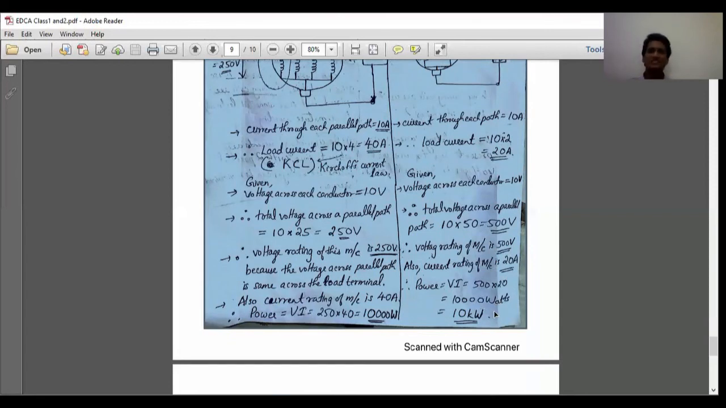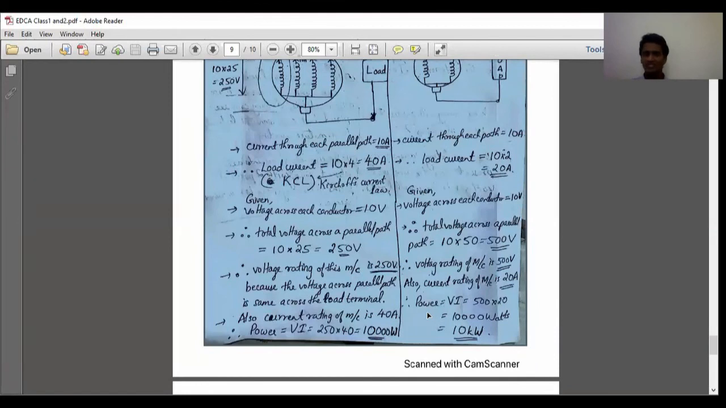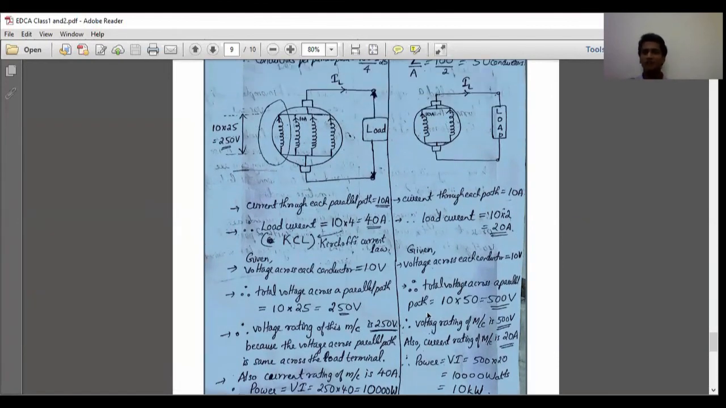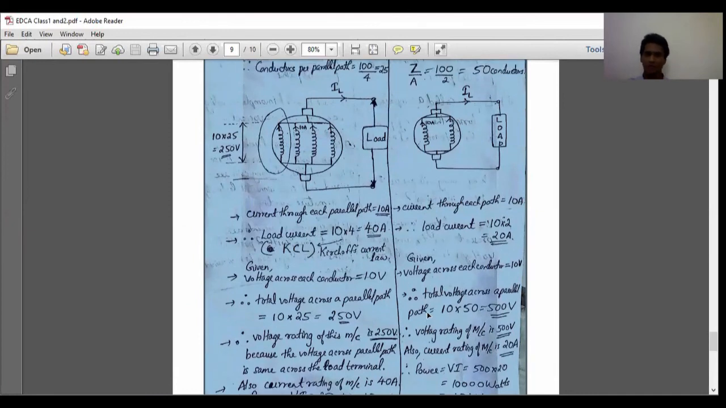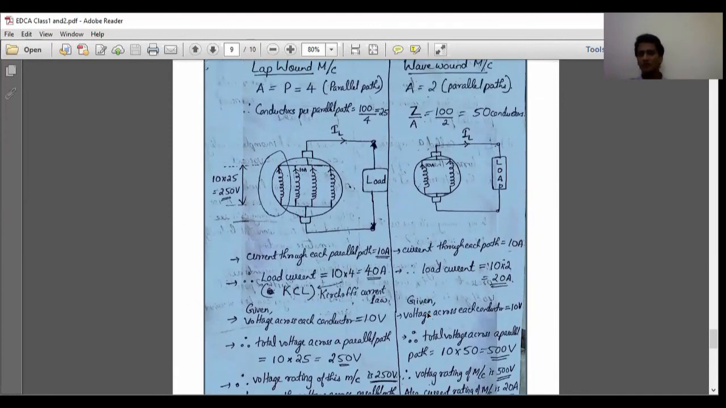We have many things to conclude from this question. What are those things? Both these machines are of the same power rating. Then we have the freedom to compare these two machines. See the current flowing through the load. Current rating of the machine is large for the lap wound machine, that is 40 ampere. For the same power rating, the load current or current rating of the machine is larger than the wave wound machine.